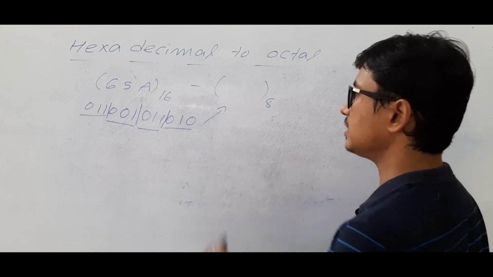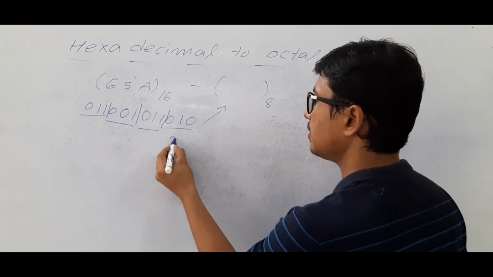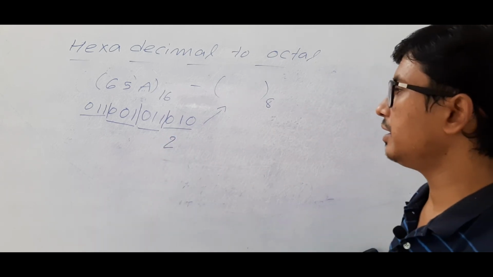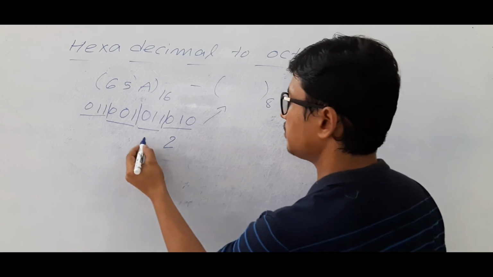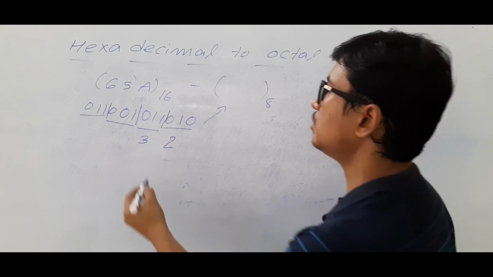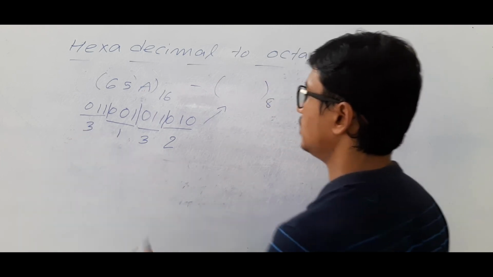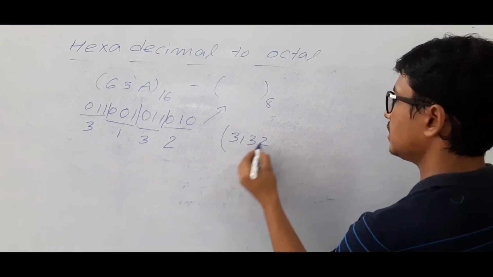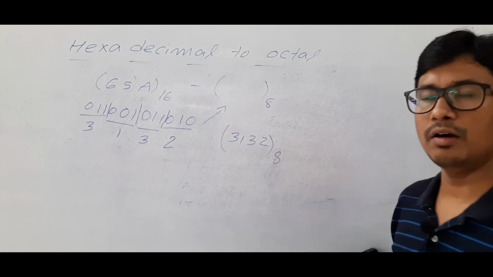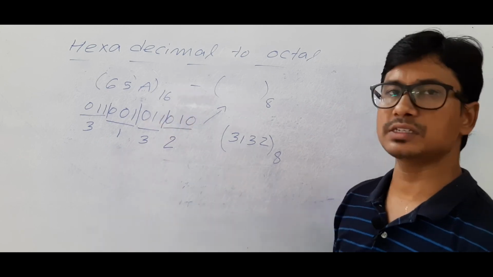Now you can see that I got 010, which is nothing but 2 in decimal. 011 is nothing but 3 and 001 is 1. 011 is equal to 3. So 3132 is the octal number, which is equivalent to 65A base 16.